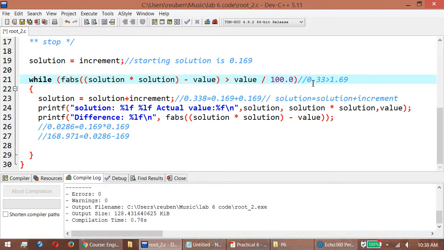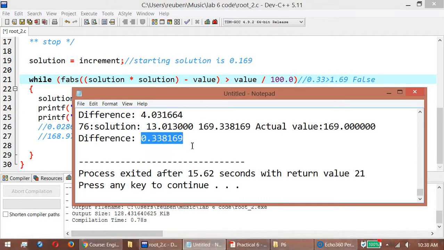So this becomes false when it becomes 0.33, because are you sure 0.33 is bigger than 1.69? So it becomes false. What happens is this condition stops, and when it stops, we know we got the final solution, which is 13.013. So some of you might be asking, how come it's 13.01? Shouldn't it be 13?